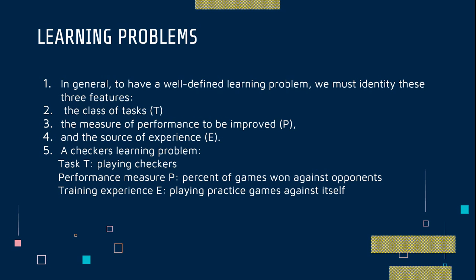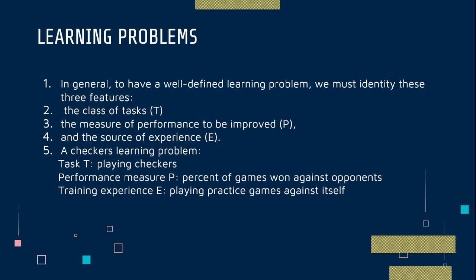And what experience are you getting? Playing practice games against itself. So how does your experience increase? As the number of games you play increases, the experience of that AI-based system increases. And you have to keep that experience somewhere for improving your AI-based game. So that is called the experience, the performance, and the task.